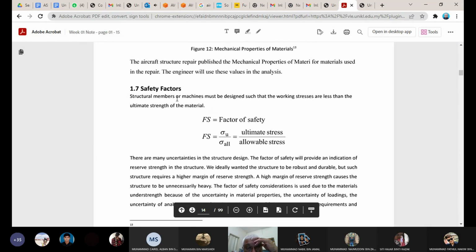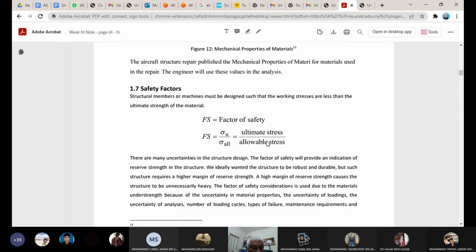One of the important things we also need to understand is factor of safety. Anything that we do, we have to work on the factor of safety, because it is a ratio that tells you straight away how strong the structure is. So what is the ratio? The ratio of the ultimate stress and allowable stress. Ultimate stress is the maximum stress the structure can withstand. Allowable stress is the level at which we use the structure to work.